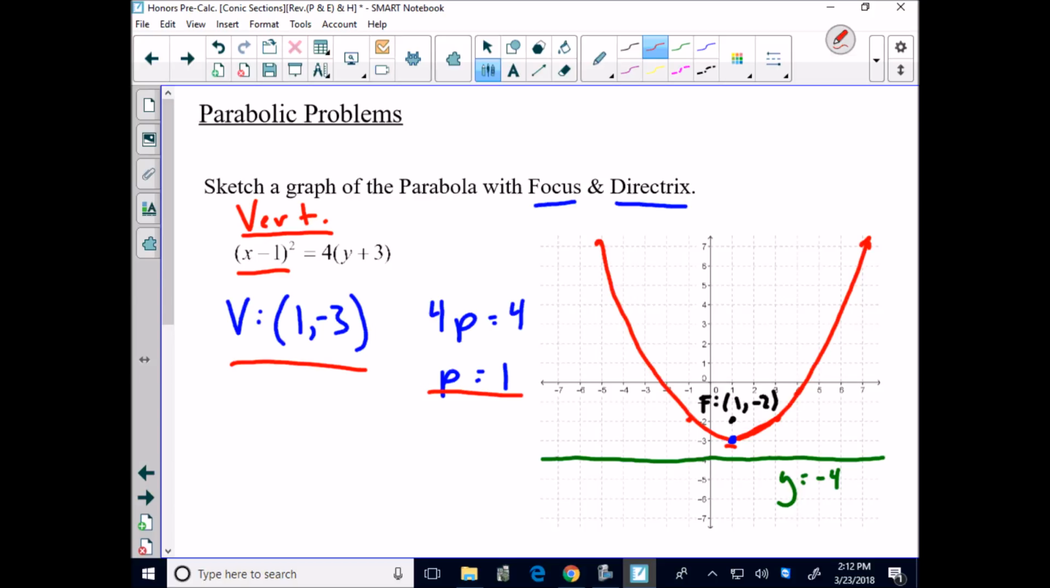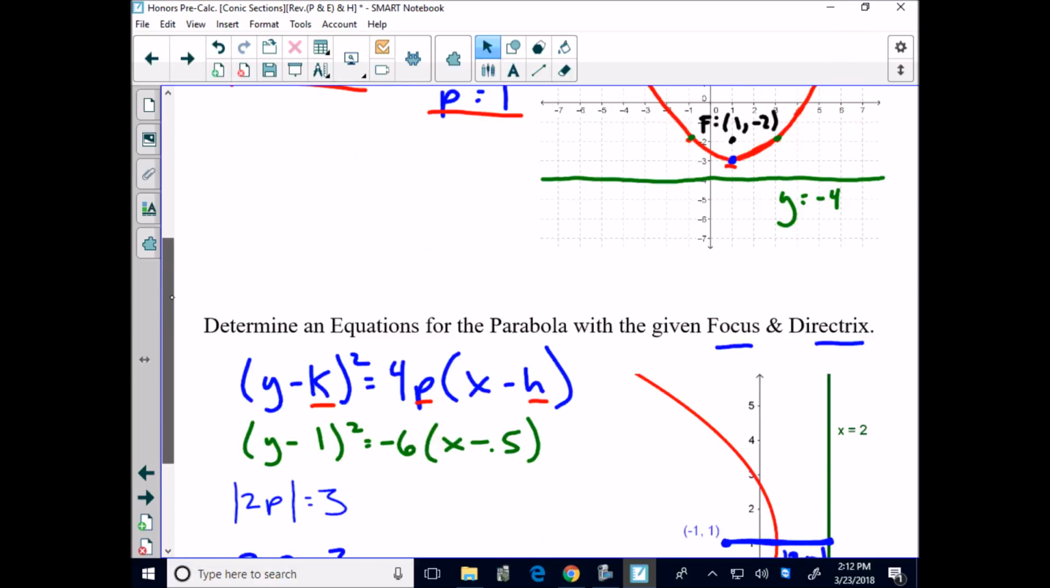And then right here, we can sort of take that focal width of 4 and basically get 2 points on the parabola on either side of the focus, and then our parabola will be drawn through those 2 points and the vertex. And that is the graph of our parabola.